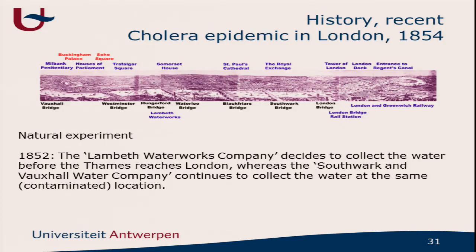So what was the story behind the Southwark and Vauxhall and the Lambeth Company is that people were aware of the germ theory. And the people from the Lambeth Company had decided before 1854 to change the location of the water collection from the River Thames to upward London. So the Southwark and Vauxhall Company took their water from the Thames in the middle of London, and all the sewage was in the Thames. And the Lambeth Company went up from London, and they had a more or less uncontaminated water. And that was the explanation.